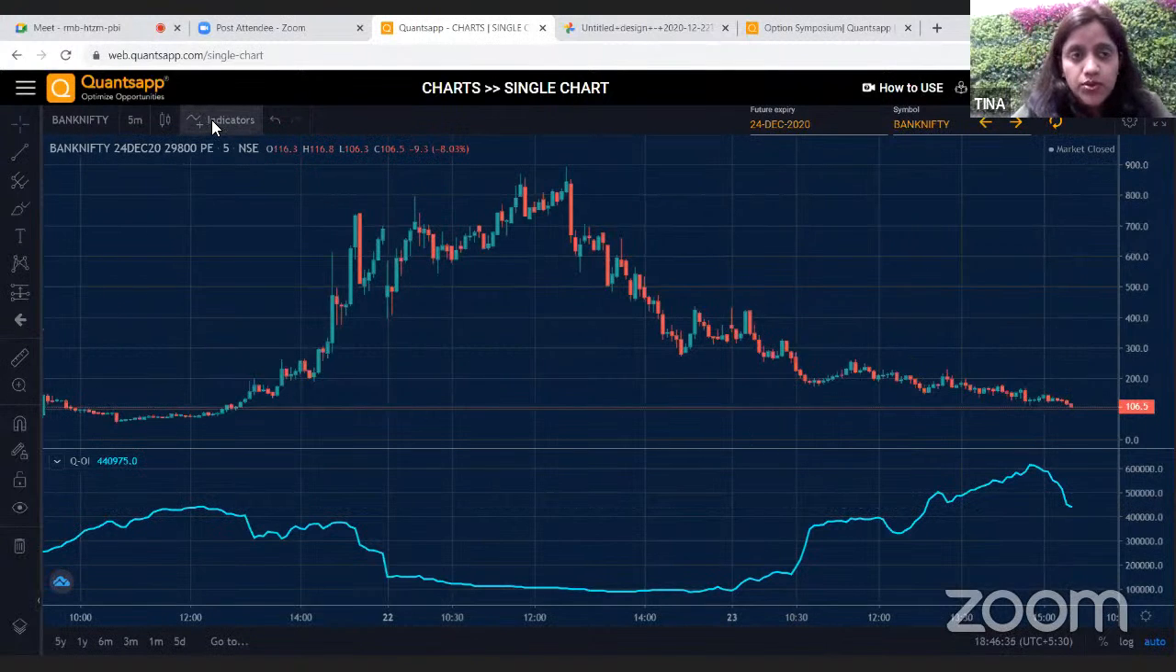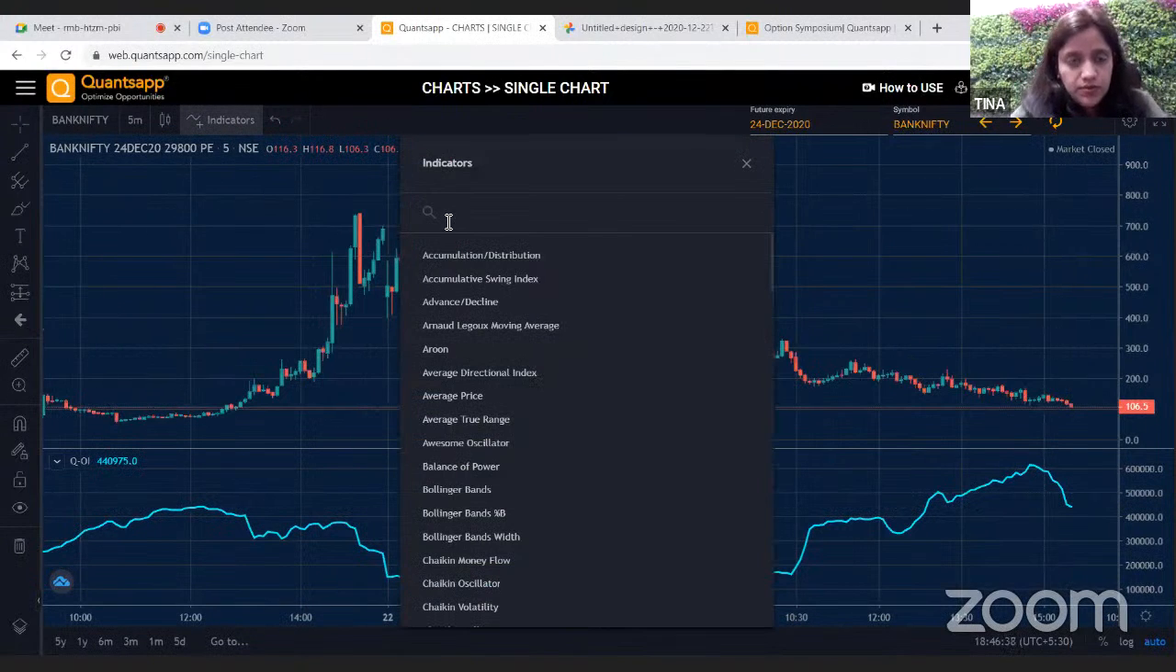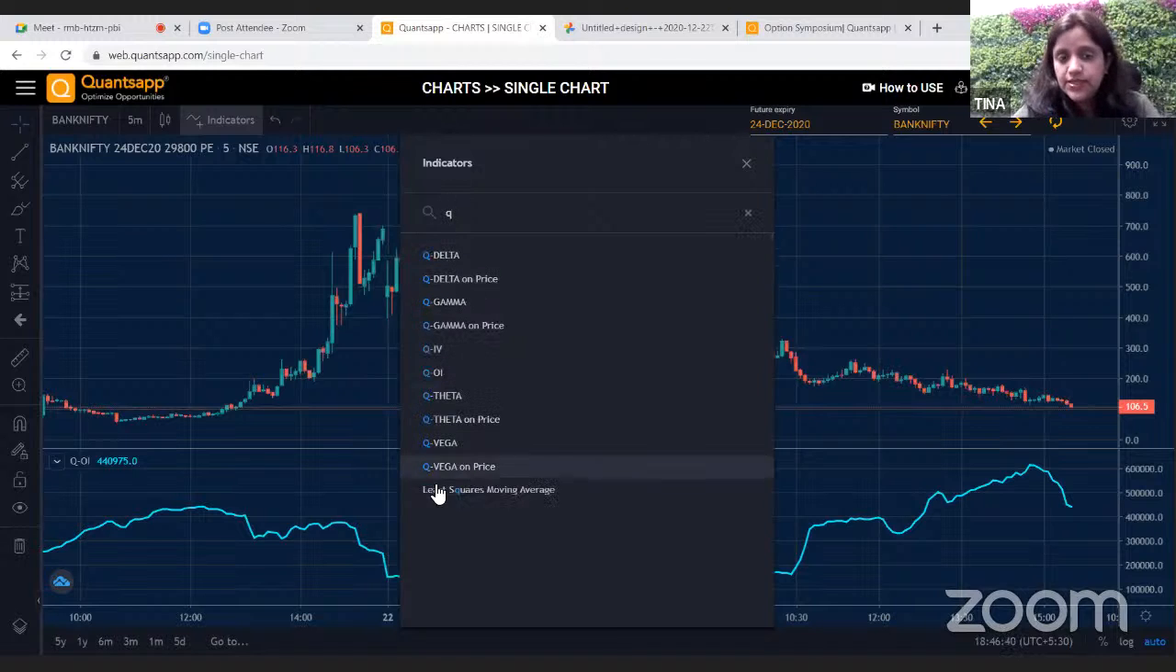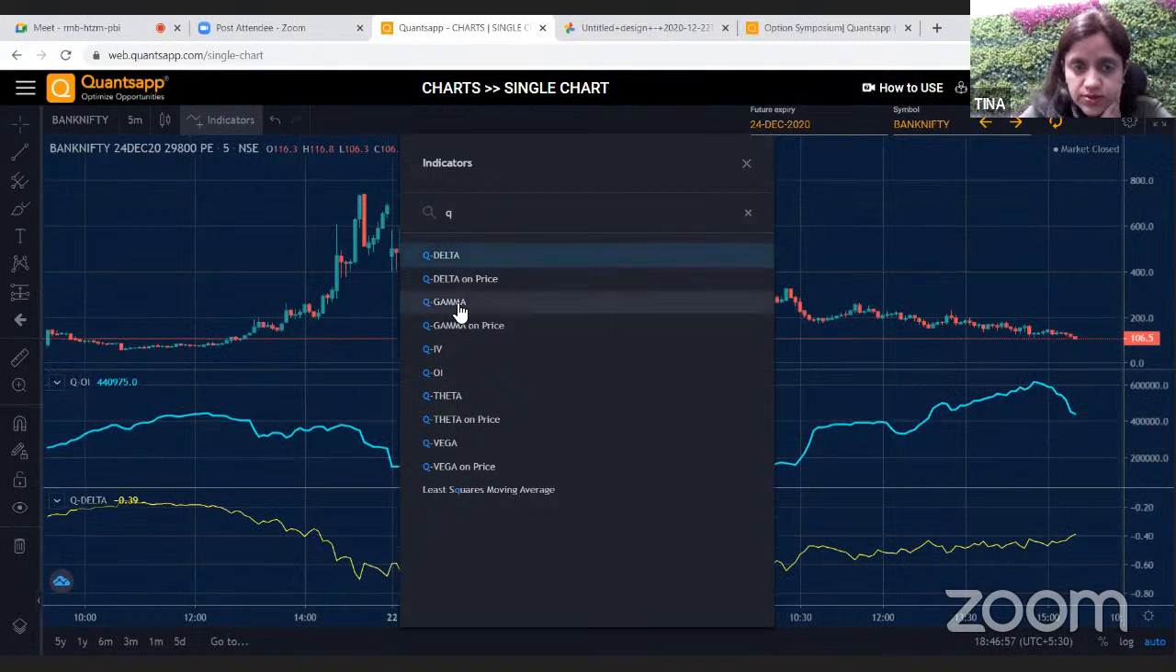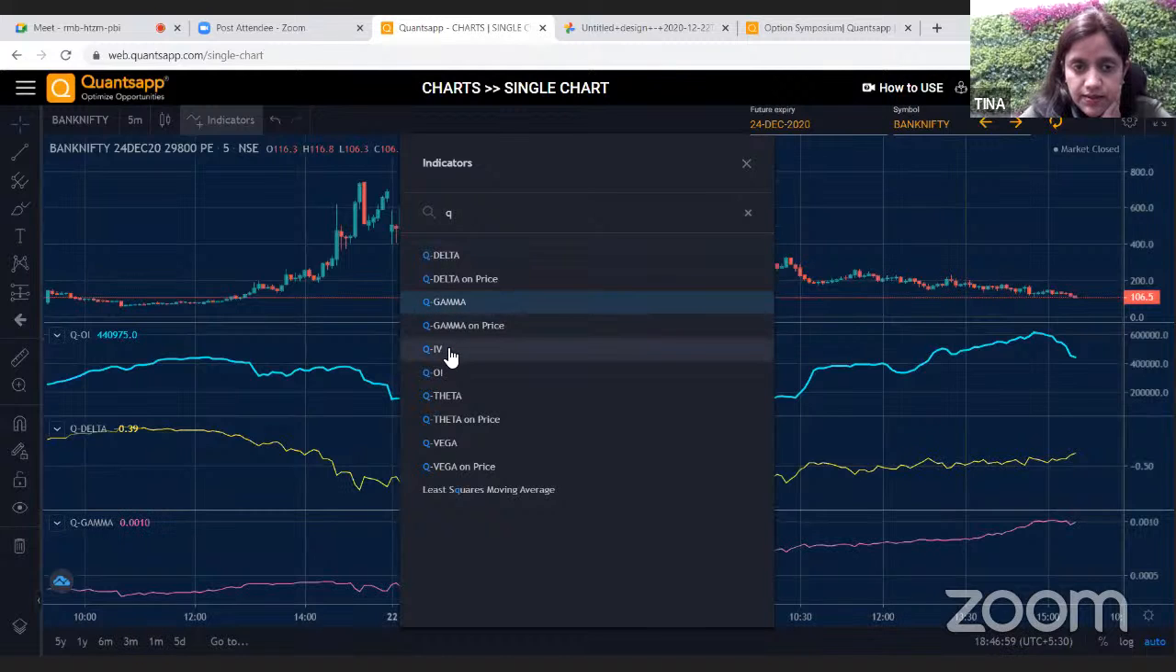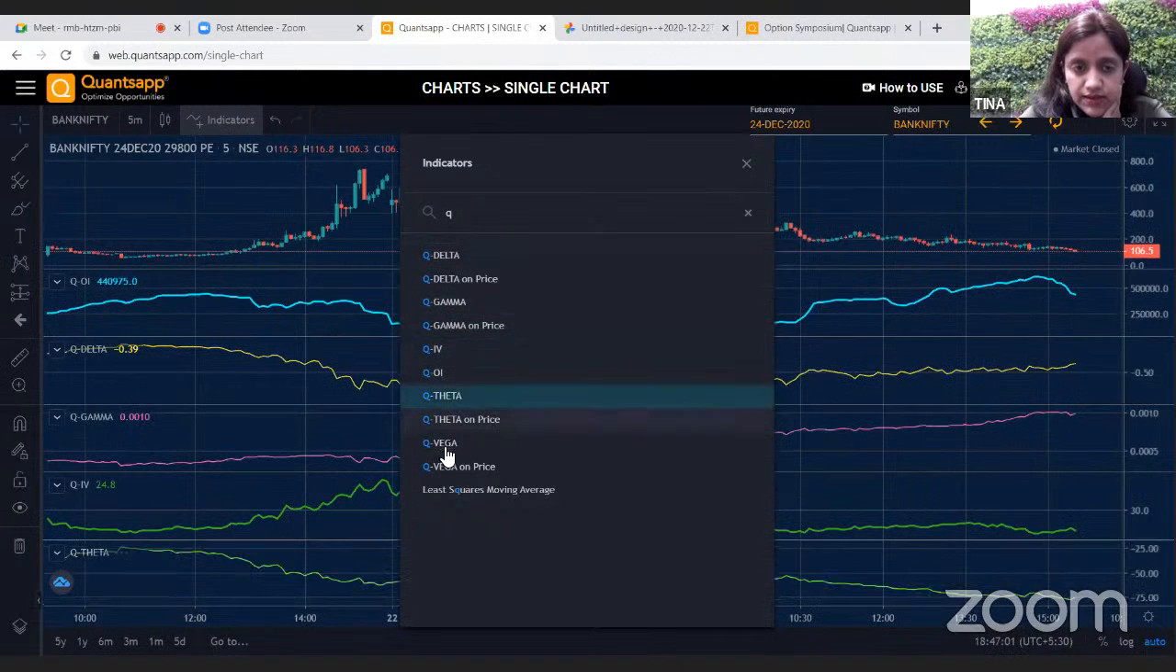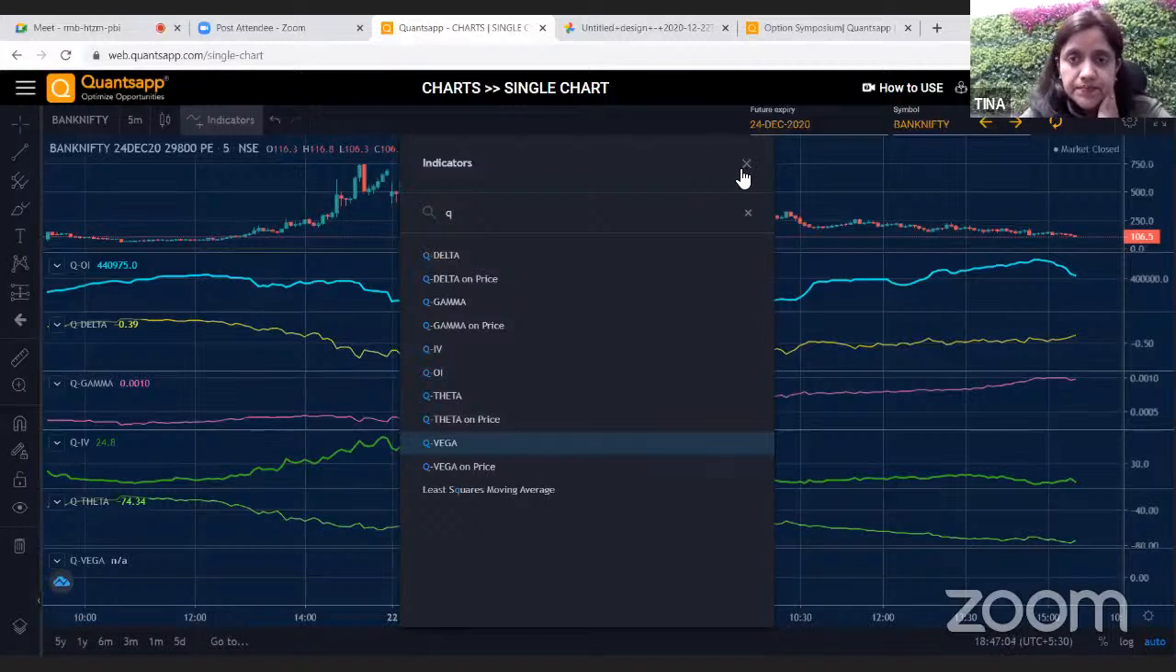Now, when you go to indicators, just type Q, and you can see all the indicators which are there. So you have delta on price, gamma, IV, and those. Being a pro user, you have all the access. In the free version, we don't have the Greeks, we have the OI only. So I add the Greeks: delta, gamma, IV, theta, vega.